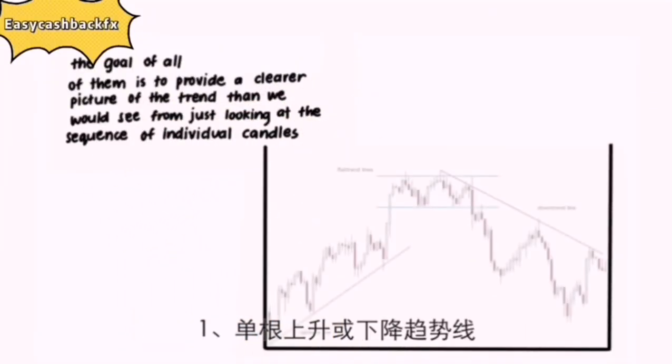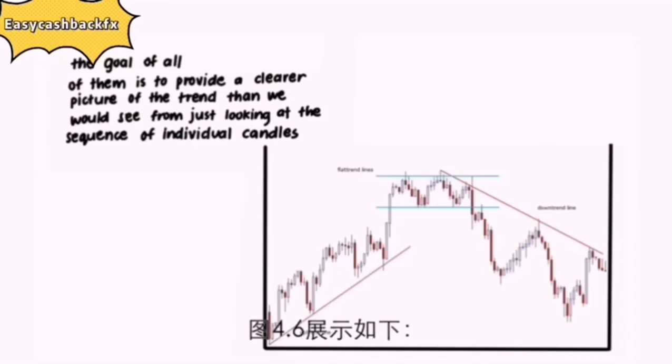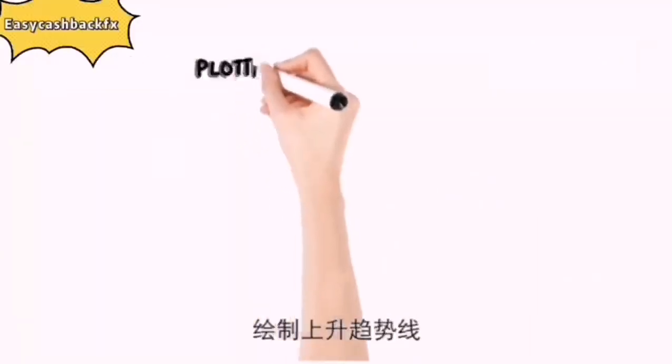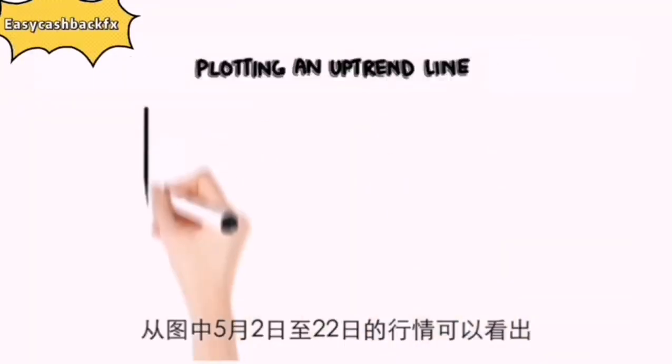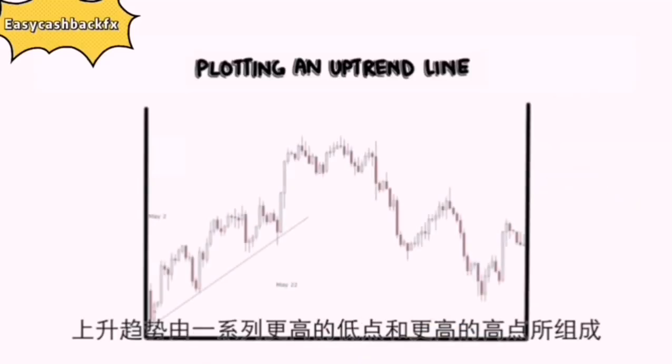1. Single uptrend or downtrend lines. Figure 4.6 provides examples of up and down trend lines in red, flat trend lines in blue. Note the following points. Plotting an uptrend line: an uptrend is a series of higher lows and higher highs, as we see from May 2nd to the 22nd.